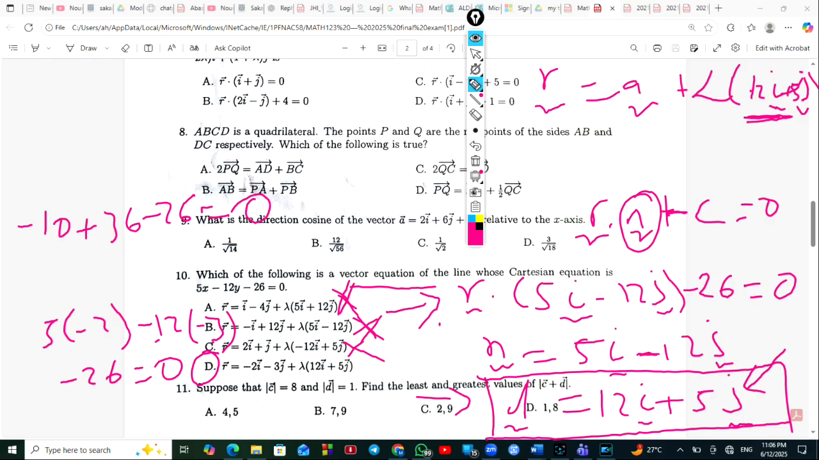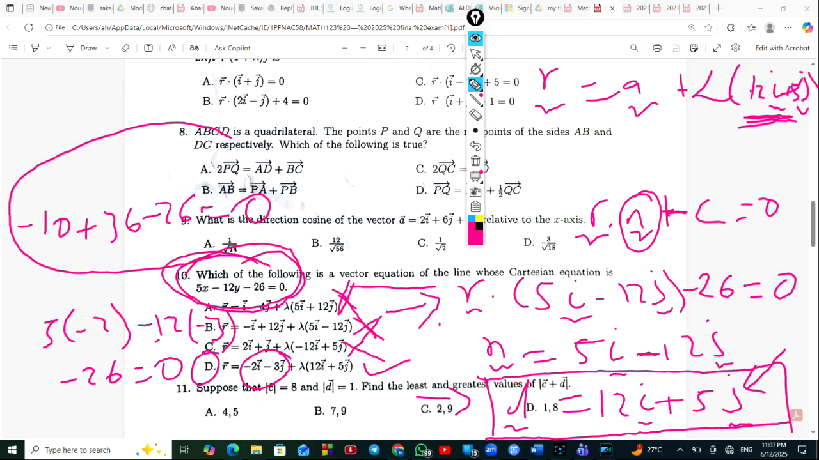If we had several options with 12i plus 5j, we would have tried to see which of the points satisfies this equation. We have seen that it is only option D which meets this requirement, which has the direction vector we wanted. But is the point on the line? When we checked, we saw that the point is successfully on the line.